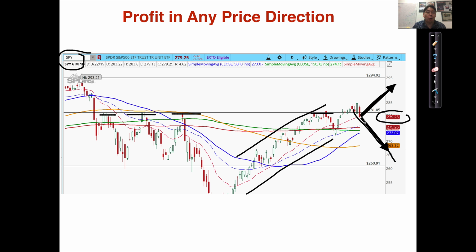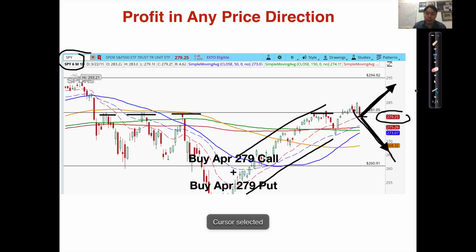So what could you do? Well, you could bet on both directions at the same time. So right now, the price of the ETF is $279. So what you do is you buy a call option with a strike price of $279, and at the same time you buy a put option with the same strike price of $279, which means you lock in the price to buy and to sell at $279. So if it goes to the moon, you can buy at $279. If it drops to the floor, you can sell at $279.